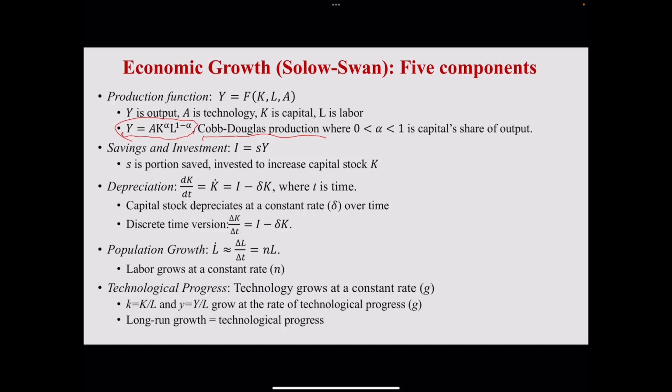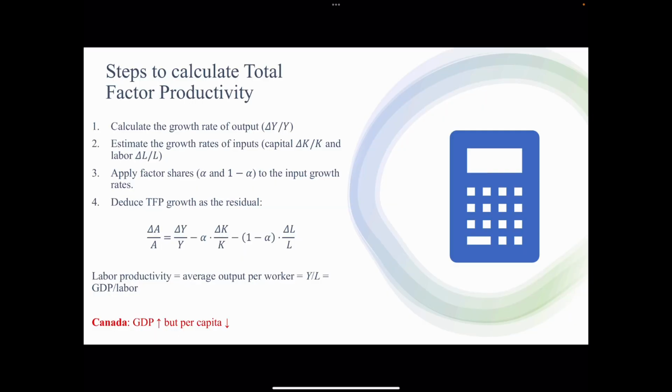So if we define little k as per capita capital, in other words, the amount of capital per laborer, and little y as per capita output, then we say that both of these grow at the rate of technological progress given by G, and as a result, long-run growth will equal technological progress.